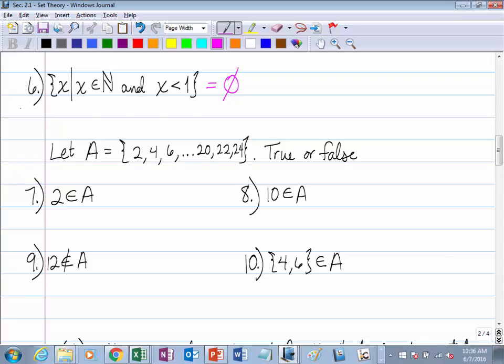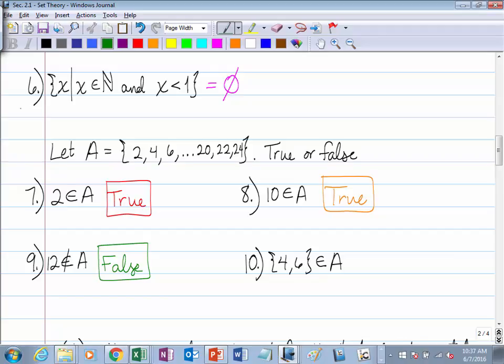Alright, so set A basically looks like it's got all of the even numbers from 2 up to 24. Alright, so true or false. So number 7 is saying 2 is an element of A. That is true. Number 8 is saying 10 is an element of A. That's also true. Number 9 says 12 is not an element of A. That's false, because 12 is an element of A.